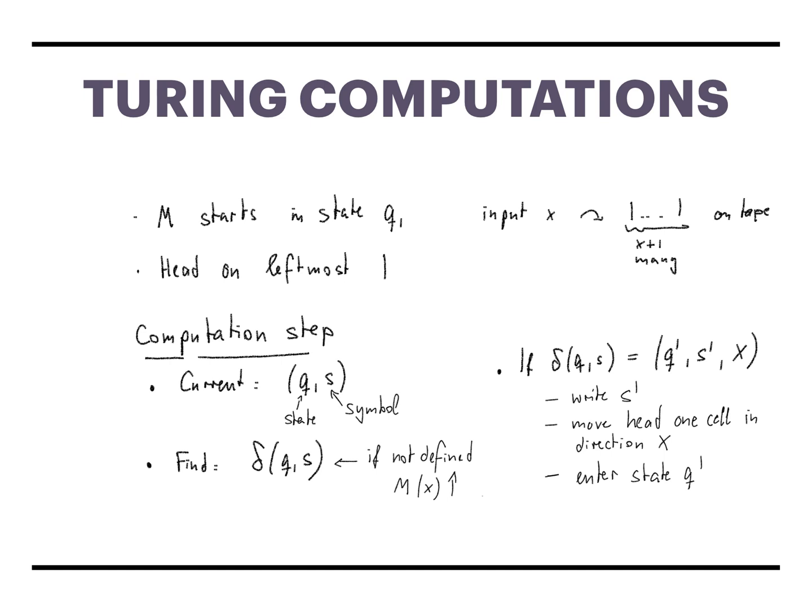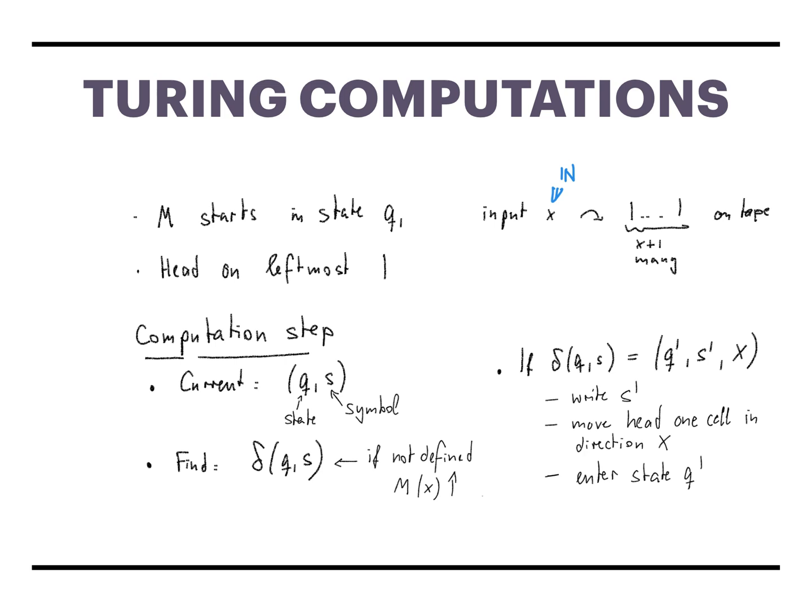So what does a Turing computation now look like? As I already said, the Turing machine M always starts in state q1. The initial input is a natural number x, so this is in N. Since we only have ones as non-blank symbols, we represent this natural number by x plus 1 many ones, x plus 1 because we also need to represent 0. So we write x plus 1 many ones on the tape, and the head is placed on the leftmost one. Okay, so this is how the machine starts.